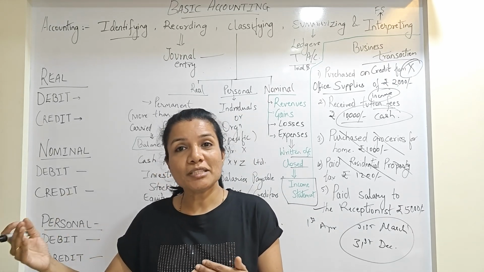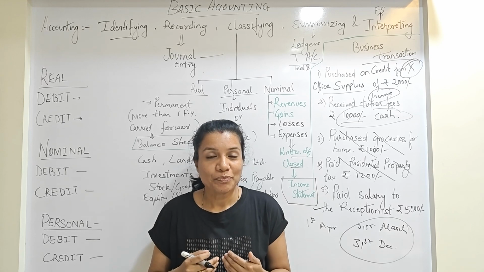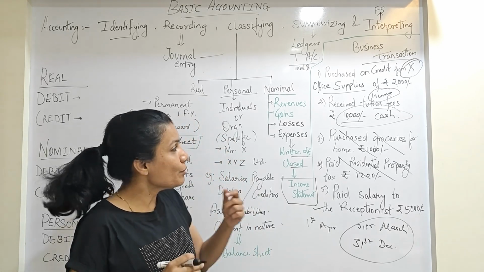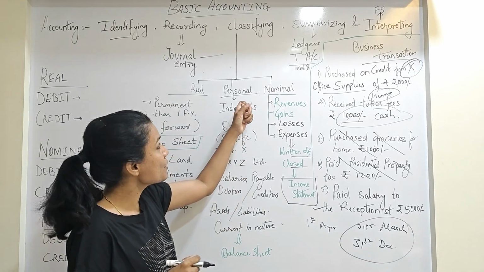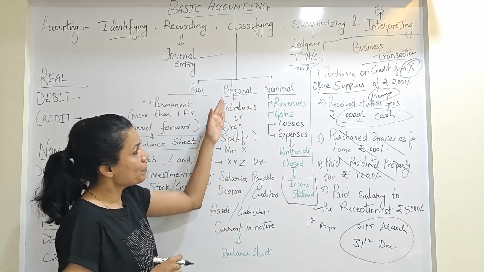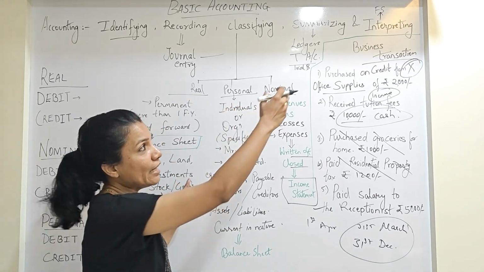So XYZ Limited becomes my creditor. We need to remember its name. So we'll prepare an account in XYZ Limited's name. So that becomes a personal account. Now these personal accounts, where do they go at the end of it?